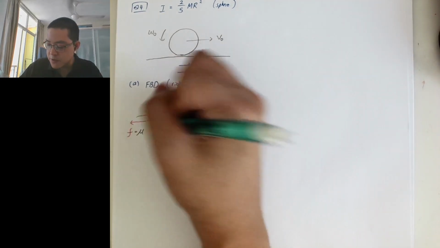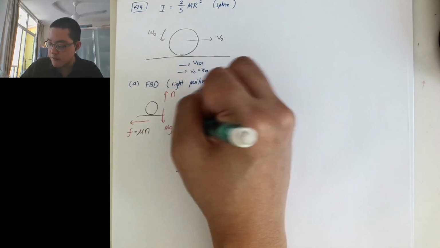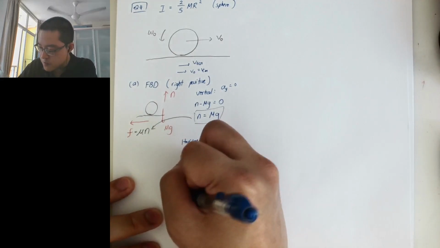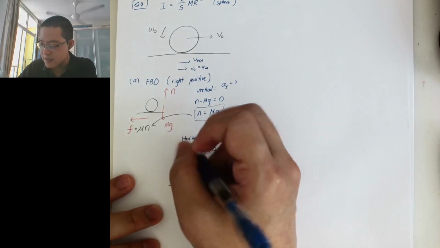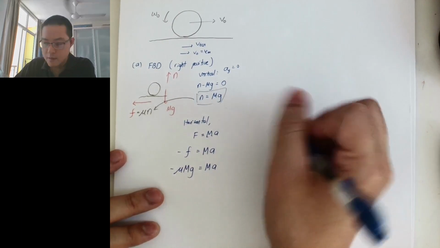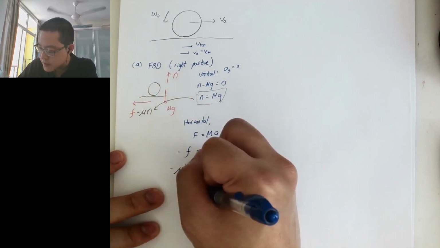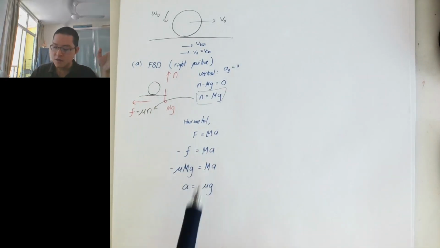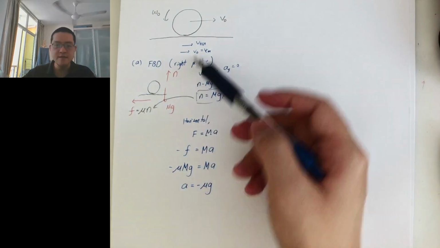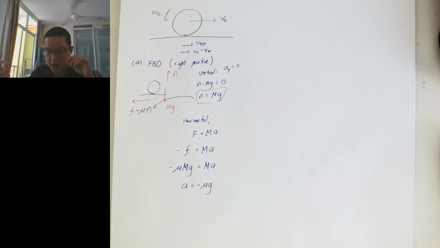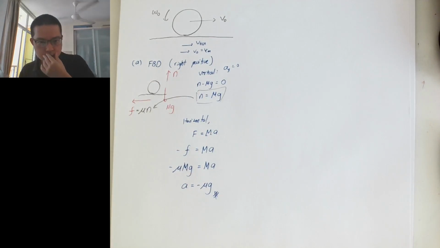The friction magnitude is mu k times the normal force, and this normal force is given by mg. So my friction force is mu k mg. I'm lazy to write the k downstairs, but you know what I mean. So negative mu k mg equals ma. Cancelling m, my acceleration is negative mu g. The acceleration is to the left, so it's decelerating, slowing down the speed. So I got the linear acceleration of this object already. Do you follow so far?